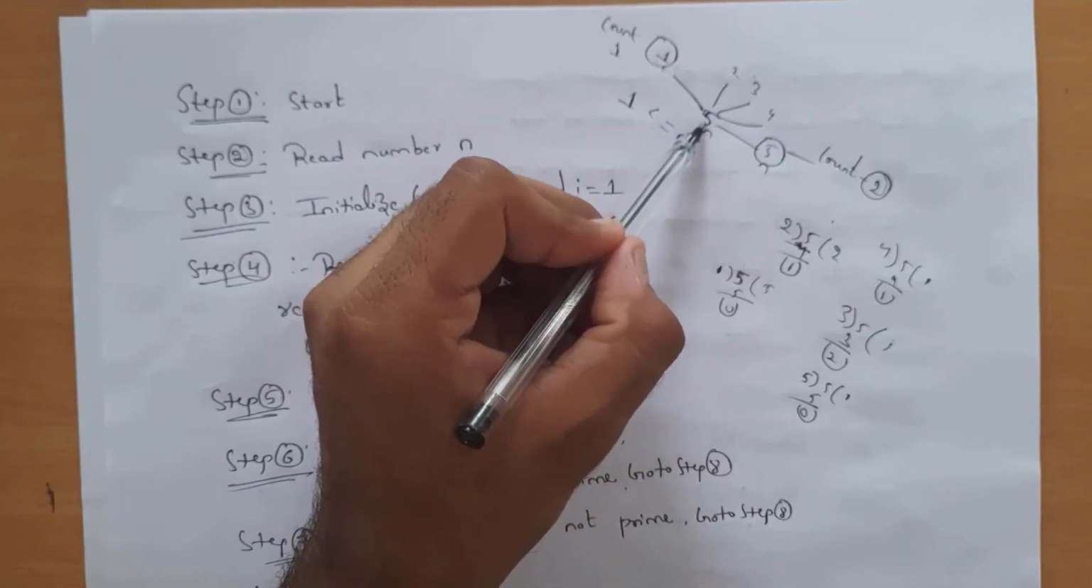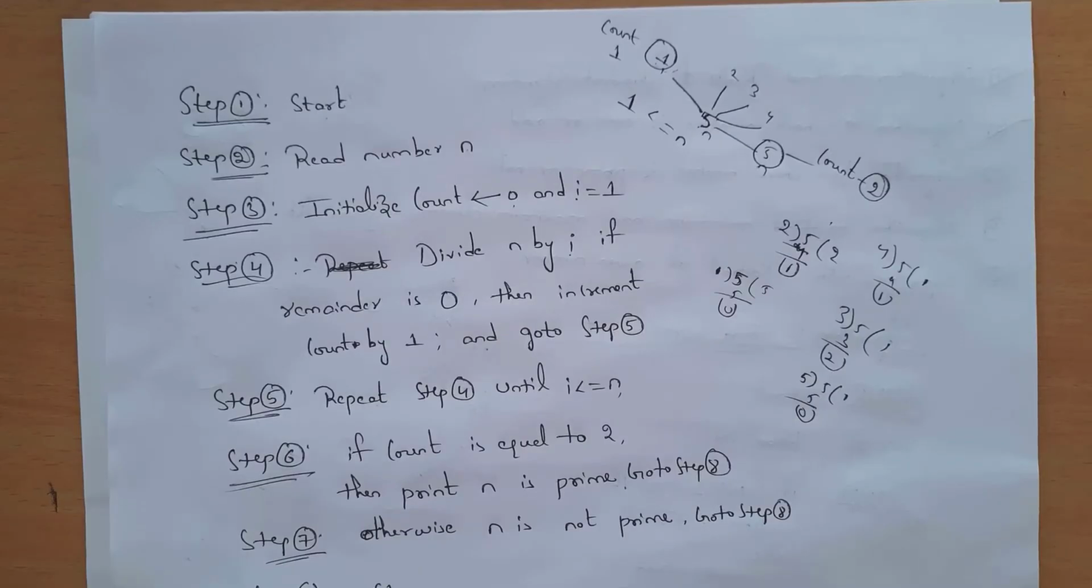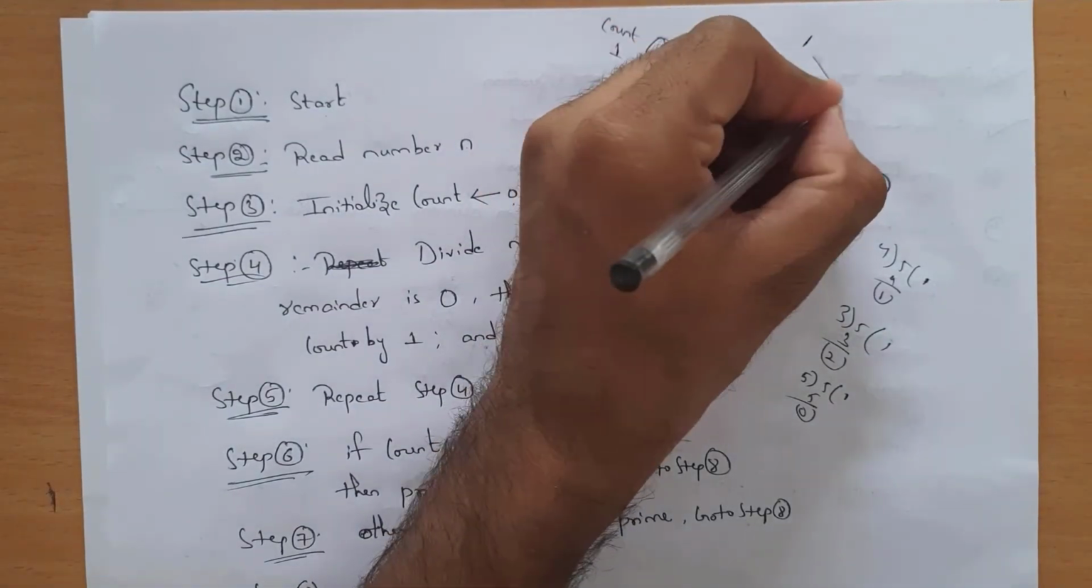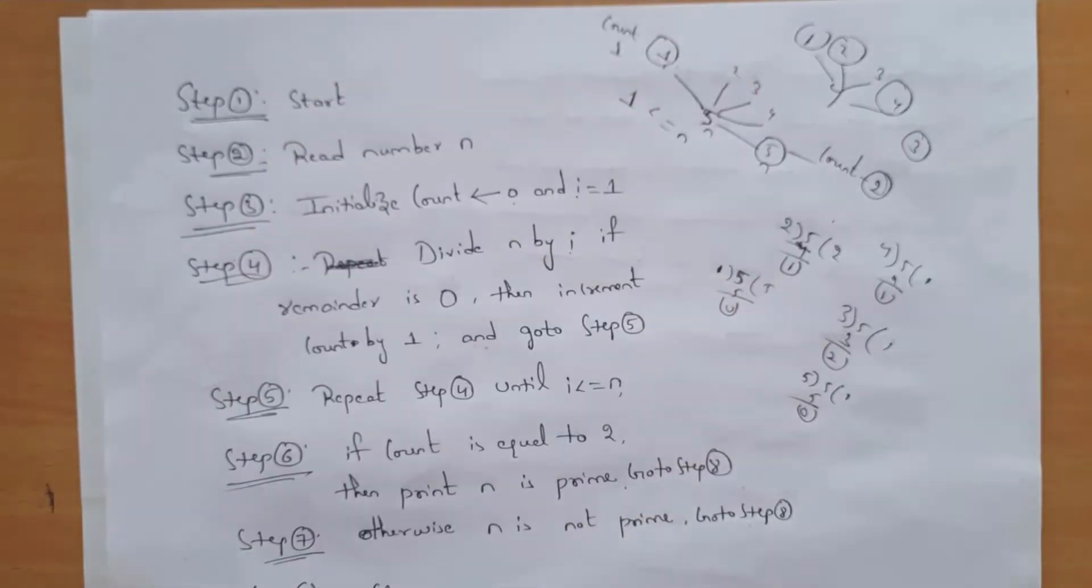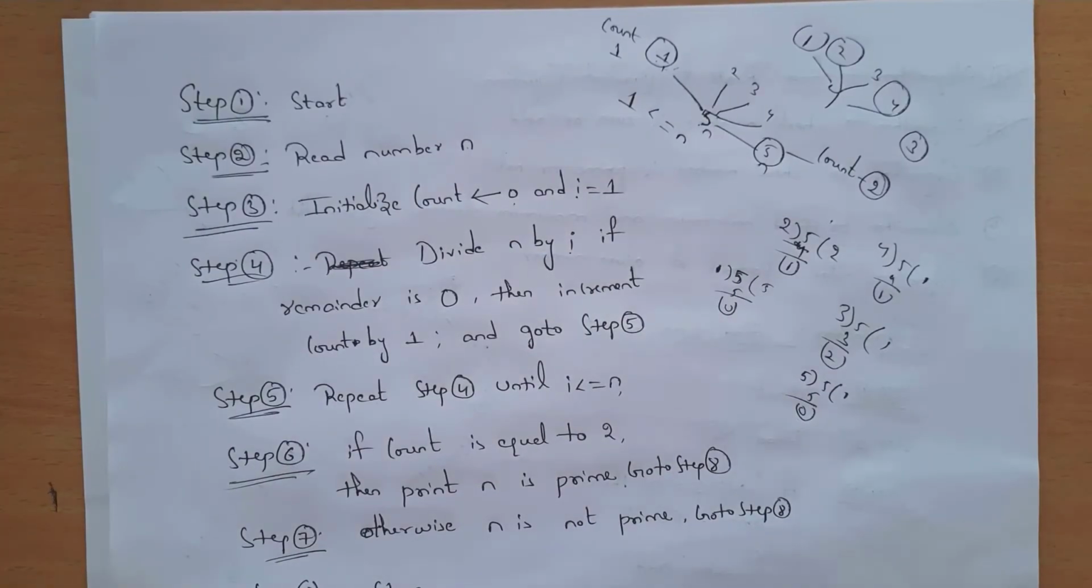Here count is 2, so now we need to print n is prime number. For example, if you give value as 4, then 4 is divisible by 1, 2 and 4, so now count will be 3. Whenever count is 3, then print n is not a prime number. And the last step is stop. This is an algorithm to check whether a number is prime or not.